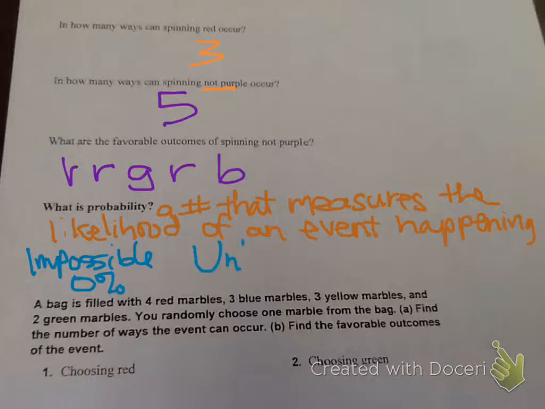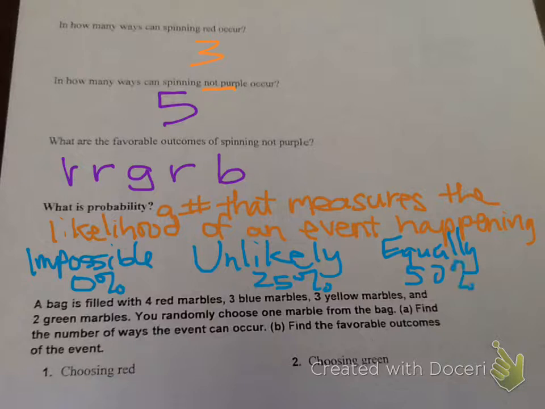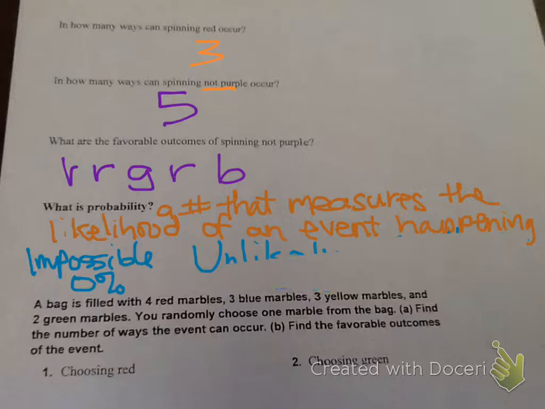Unlikely. Maybe there's a 25% chance. Somewhere thereabouts. Equally likely or unlikely. So that would be 50% chance. Likely, I need more space. Alright, let me try this again. Unlikely needs to be smaller.